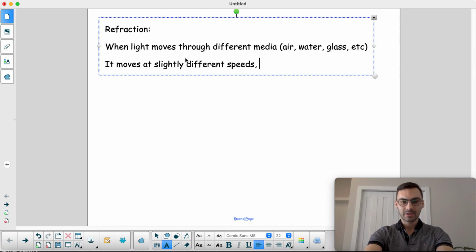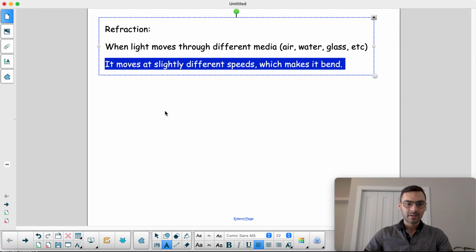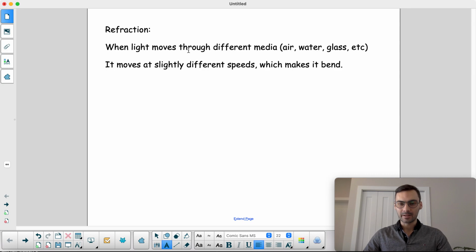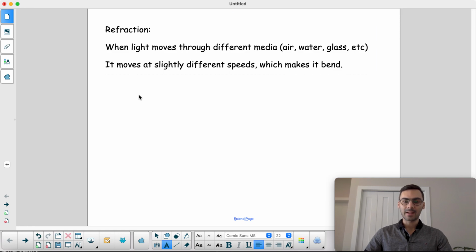At those different speeds, it makes it bend. So let's read that last sentence again right here. As light passes through different media, it moves at slightly different speeds because of the density, which makes it bend. And that last part, making it bend, is what refraction is. So that was when light bends as it passes through something.